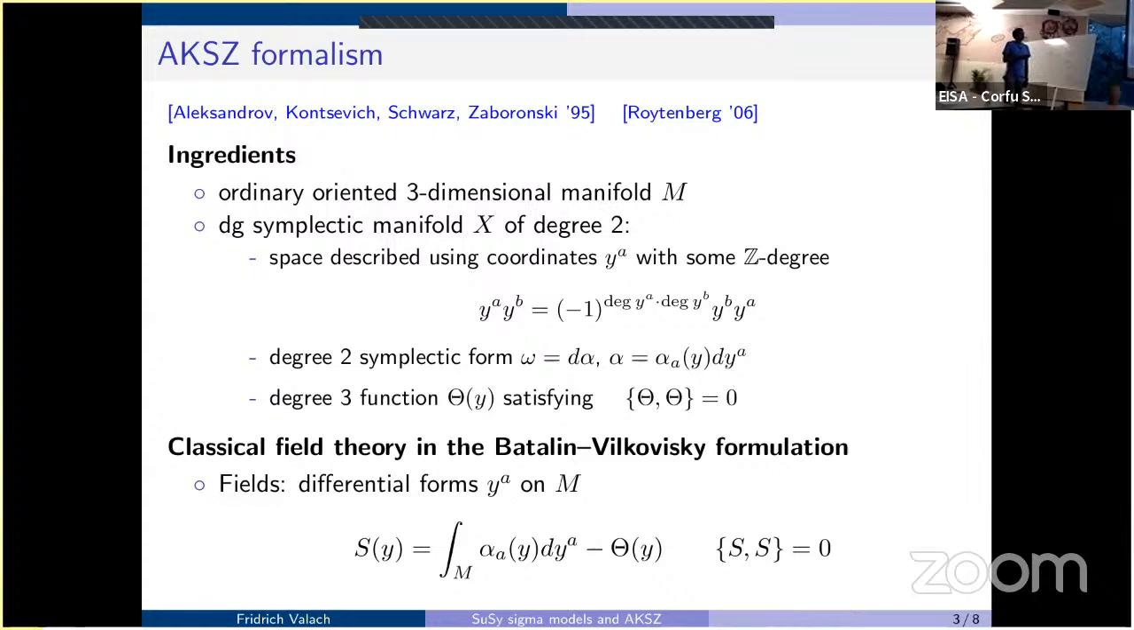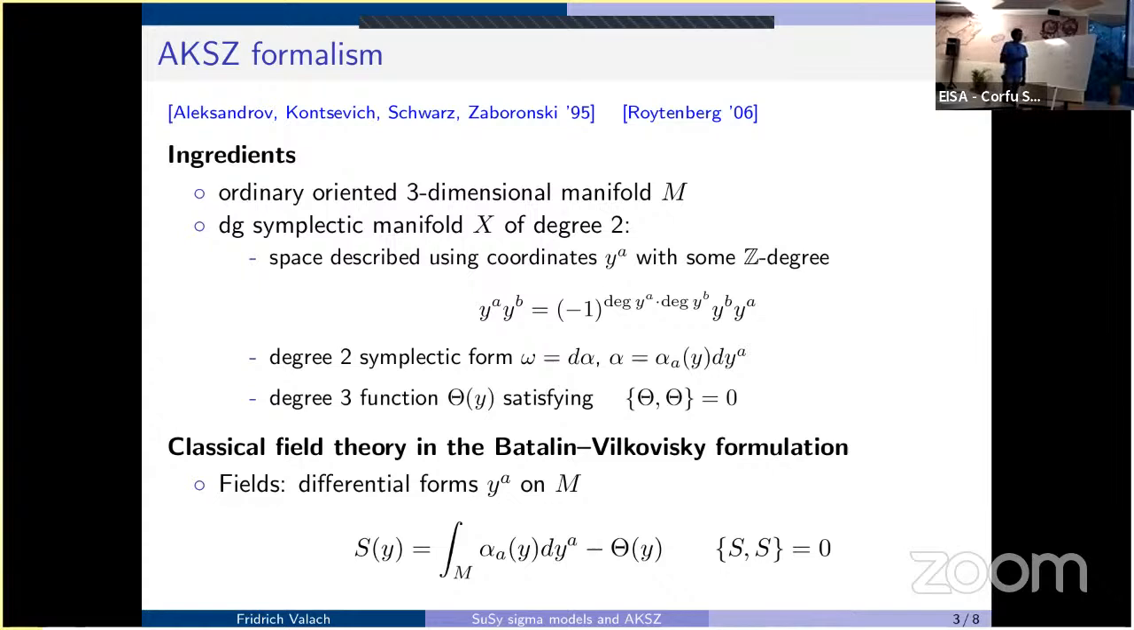You can see this as some sort of Hamiltonian that satisfies the classical master equation. So here this bracket is the Poisson bracket with respect to the symplectic form. And this data is supposed to have some specific degree in terms of the degree of coordinates. Okay, so this is the input.